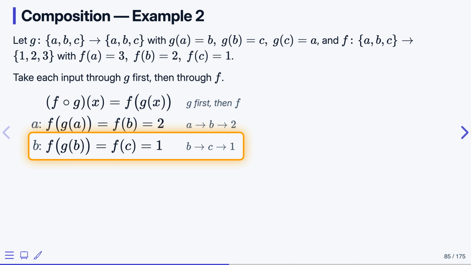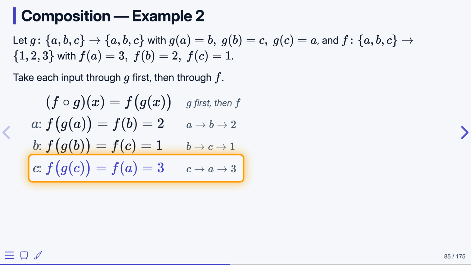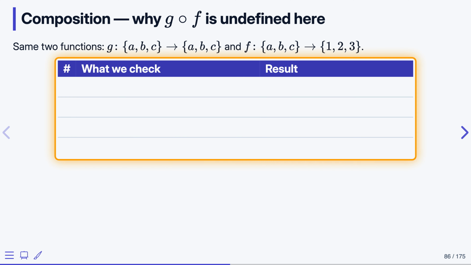Take the input b, g sends b to c, then f sends c to 1. So f circle g of b is 1. Take the input c, g sends c to a, then f sends a to 3. So f circle g of c is 3. There is a second question hiding here. Can we also form g circle f? Let us check it properly instead of guessing.